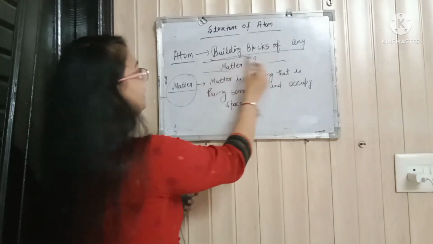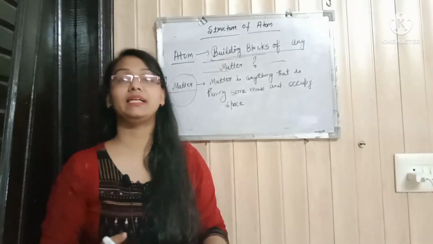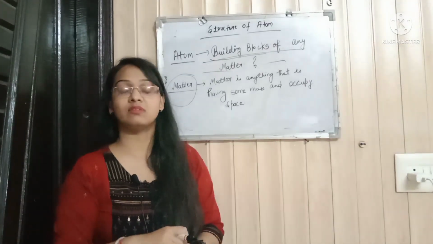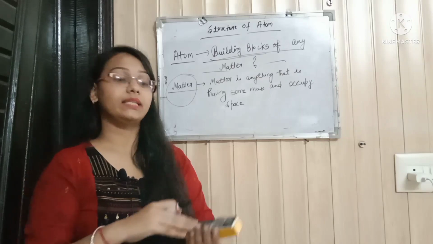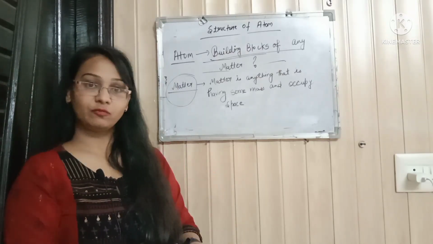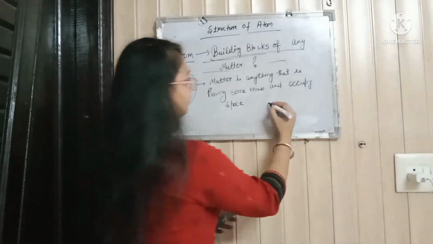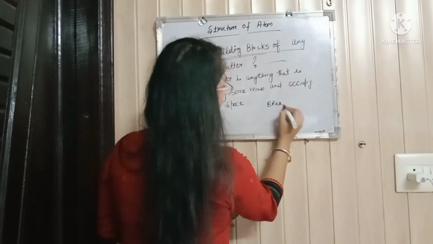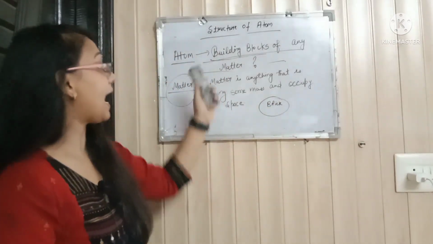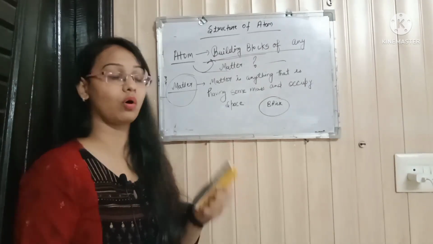Now, what does this building block info mean? Consider an example of a building. How is a building made? From the bricks, walls of the room are made, then the complete room is made, then the collection of rooms is made, and that forms a huge building. So the bricks are the building blocks to form that building. Similarly, for any matter to form, atoms are the building blocks.